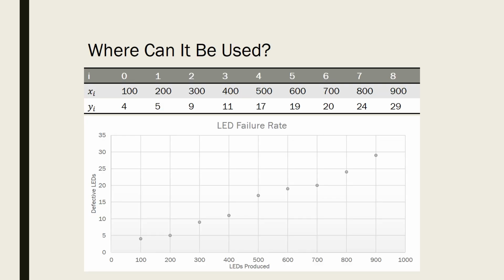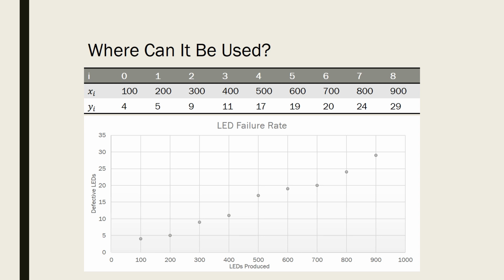The linear model can be used anywhere that a dependent variable and one or more independent variables need to be related in a somewhat linear fashion. This will vary based on what the data set is. In this example, the x-axis represents the number of LEDs that a firm produces. The y-axis represents the number of defective LEDs in each batch. So for 100 LEDs, 4 are defective, 200, 5 are defective, 300, there will be 9 defective, and so on.